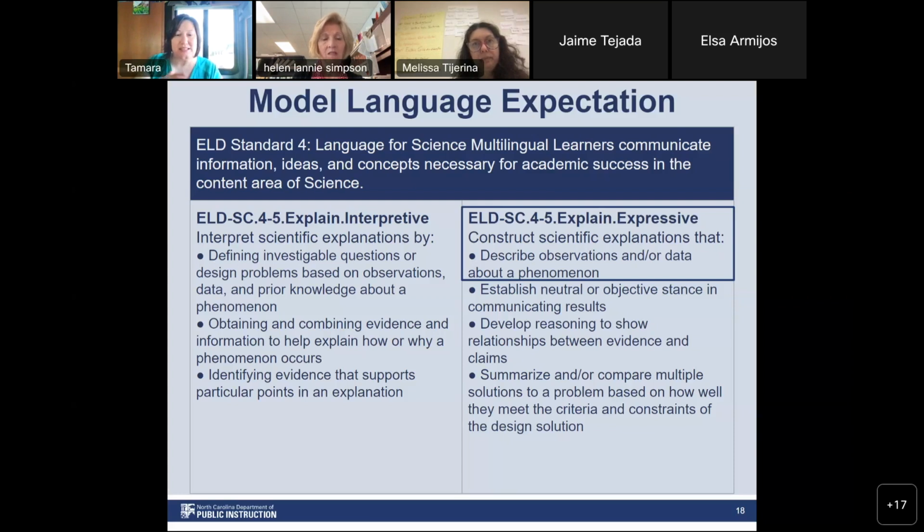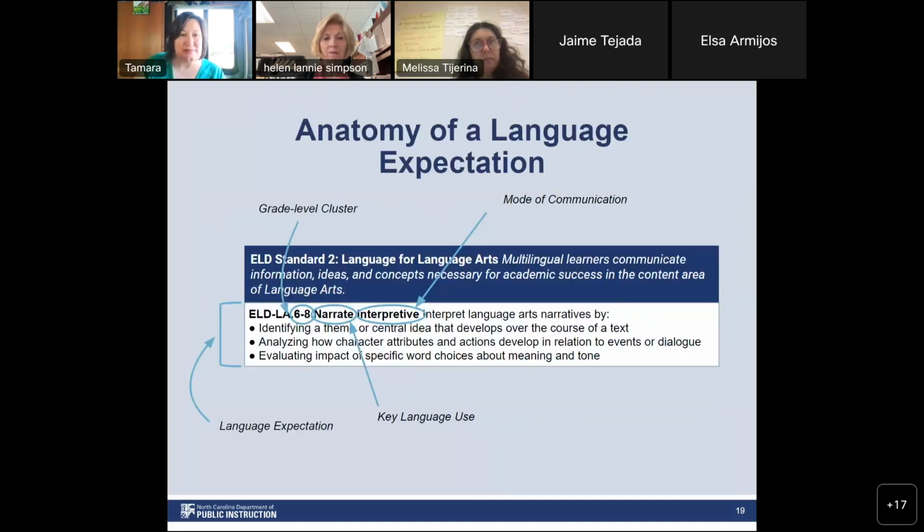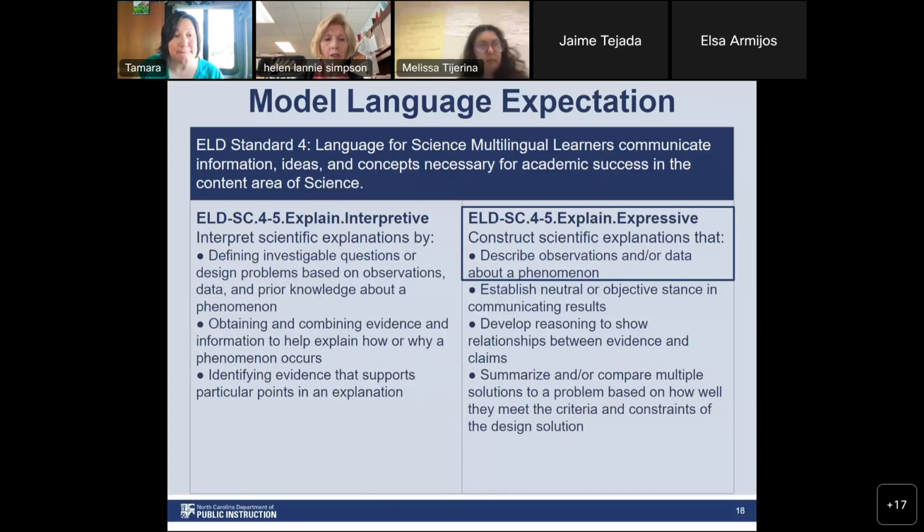So the language expectations are really kind of where we're going to see all of the support resources that North Carolina has broken out for us. They're all going to be based on these 4 key language uses, and then how we can support students using language for these academic purposes. And Lynn, Tamara, you want to take us through this? If we can go backwards just a second.